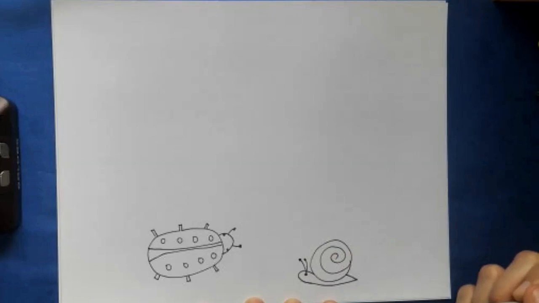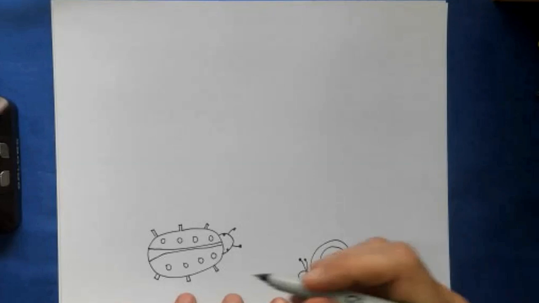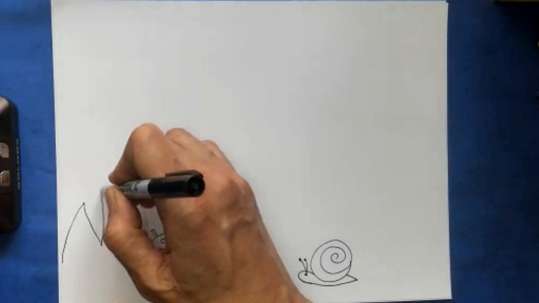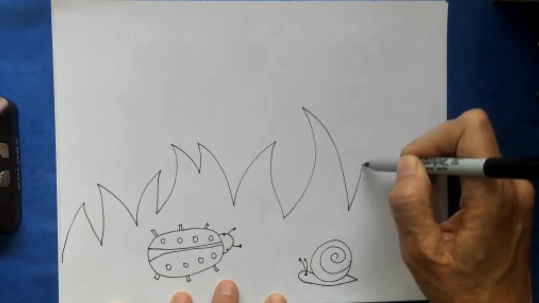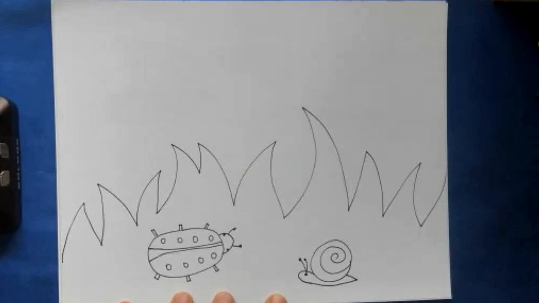Now, I think it would be nice for our friends to have a home to live in, so we're going to make some grass today. When we go to make our grass, we're actually going to just make great big V's. And let's move them around, making them a little bit different here and there, some taller than others. All right, our friends now have a home.